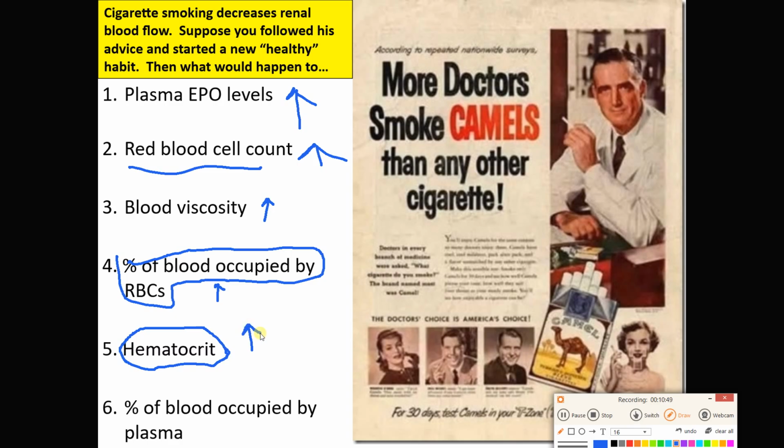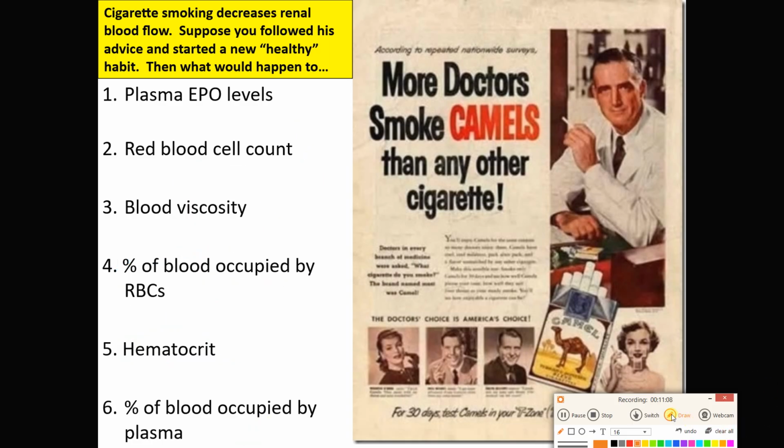And lastly, we're going to buck the trend here. If your red blood cell percentage went up, well, percents have got to add up to 100, right? So something else has got to go down. The plasma, in this case, is going to go down. All right, did you get all those right? If you did, let me know.